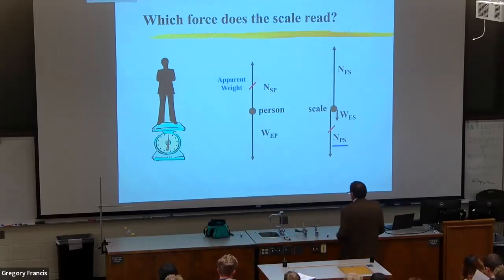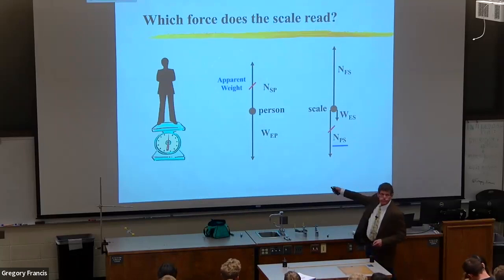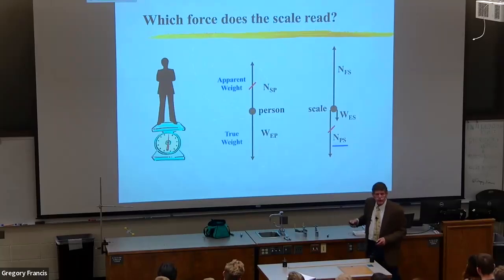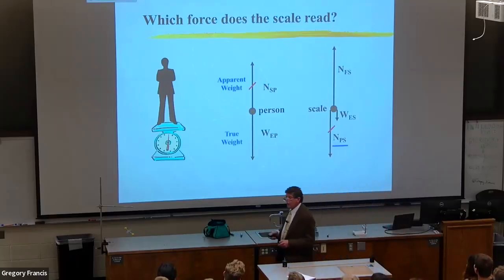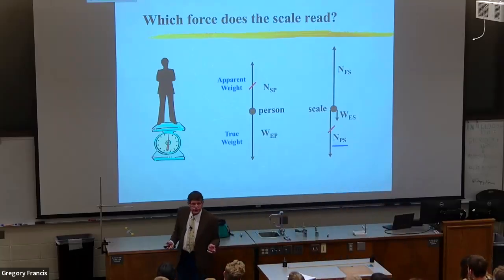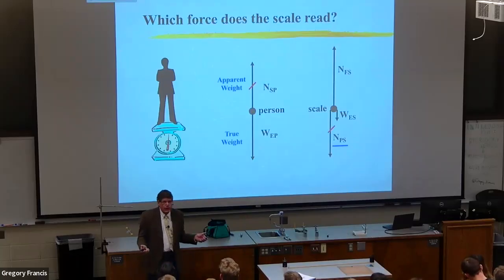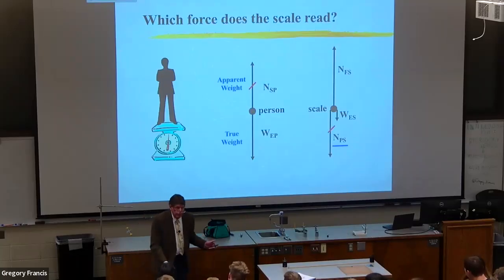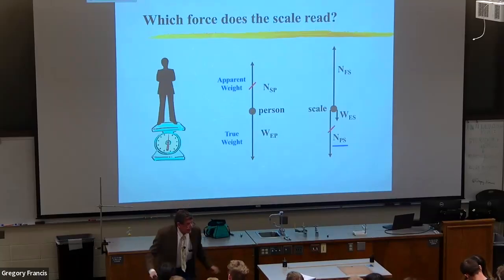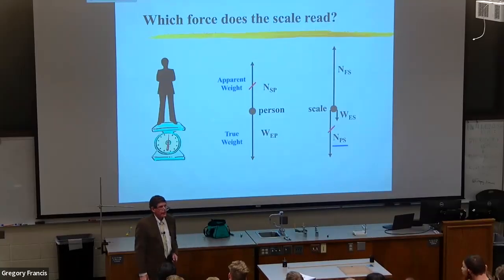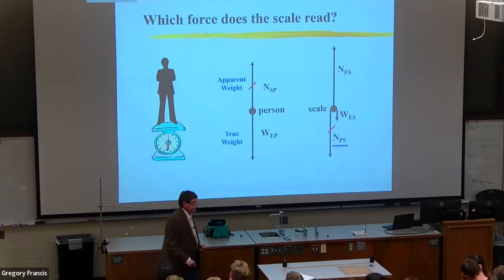Now, we call this force the apparent weight. We call this force the true weight, or the gravitational force. Again, the true weight, we can't change except through diet and exercise. But the apparent weight, the reading on that scale, I can make that anything I want. If I jump, I can make that huge. And if I'm in an elevator, I can make that different than my true weight.